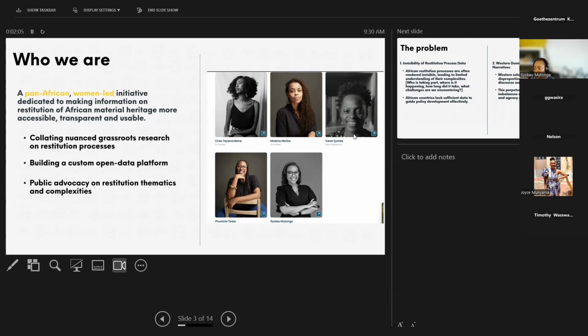We are also building an open data platform, some of which will go live this year and the rest next year. This will be where people can come and see all the data we have collected and the insights we have been putting together over the past 5 years. At the same time, we do quite a bit of public advocacy to engage general publics on restitution, because we believe that restitution is not just the work of academics or museum workers, it is the work of every person.